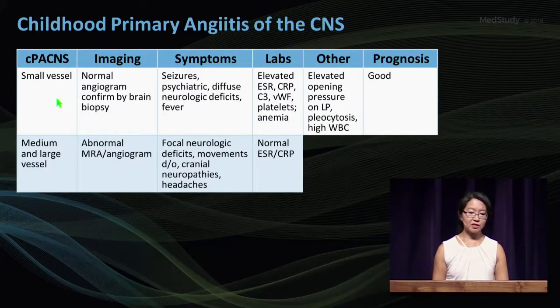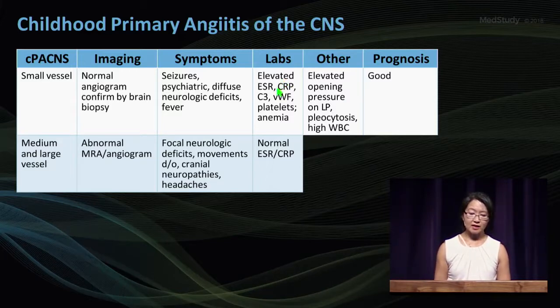There are two types of childhood primary angiitis of the CNS. Small vessel, and then there's the second type, medium to large vessels. In patients who have small vessel primary angiitis, imaging will be normal, and the way you confirm the diagnosis is by a brain biopsy. These patients will have generalized neurologic symptoms, nothing focal. So they can present with seizures, they can present with confusion or psychiatric illnesses, depression, anxiety, or psychosis.